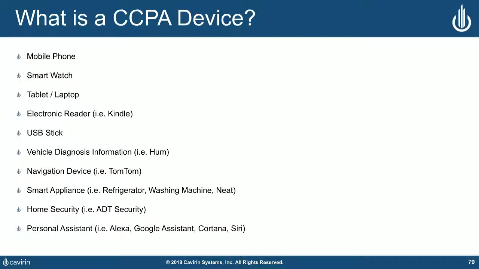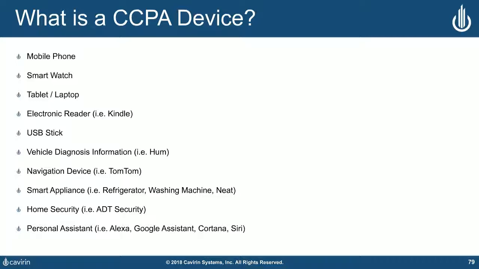Vehicle diagnostic information, so like a company called Verizon sells a product called Hum, and there are other products in the market as well. Navigation devices, if they capture your information. And remember, geolocation is also included within the scope of the law.